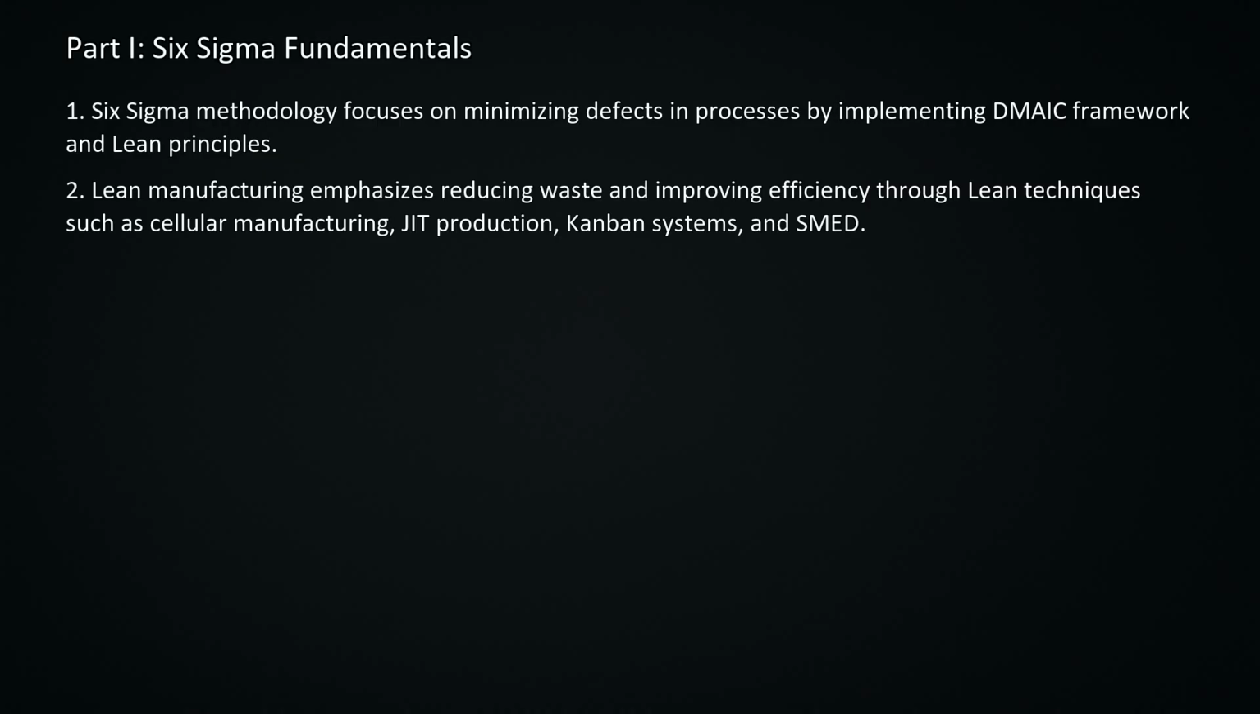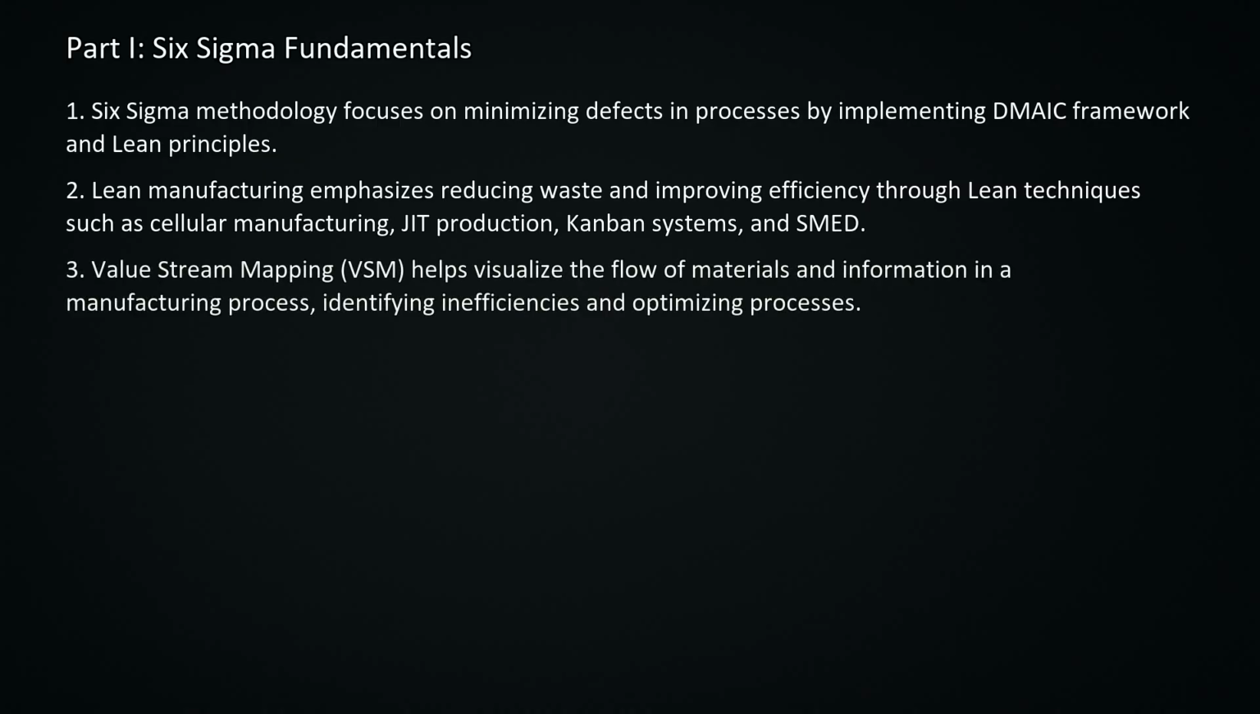Chapter 6. Detailed Summary of Lean Manufacturing Principles. This chapter provides a comprehensive overview of lean manufacturing principles, focusing on the integration of lean techniques into manufacturing processes. The authors discuss the importance of reducing waste and improving efficiency through lean methodologies. They emphasize the significance of understanding the 7 types of waste in lean manufacturing and how to identify and eliminate them.